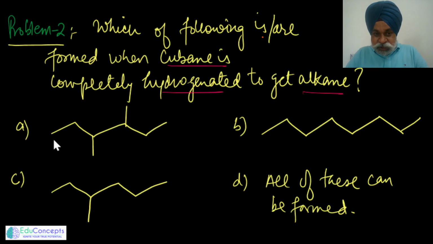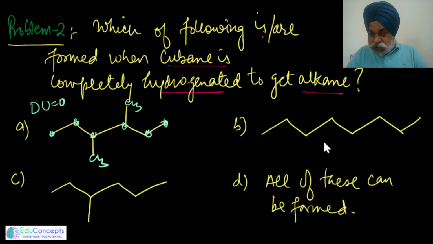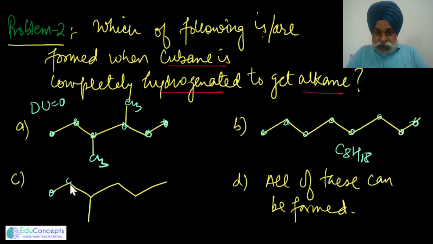So on hydrogenation, now let me do this question. First I would check how many carbons it had. The carbon atoms are 6 and DU is 0. So here also the carbon atom is 6 and 2 are methyl, so total is 8. So this also is C8H18, because there are 8 carbons with no degree of unsaturation, and this also has the longest carbon chain of 7 and 1 is the methyl.